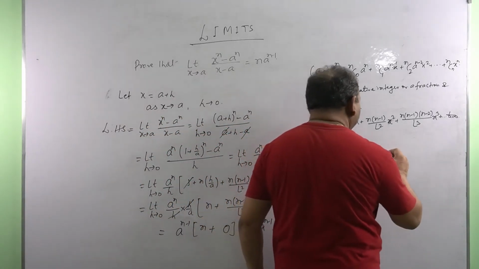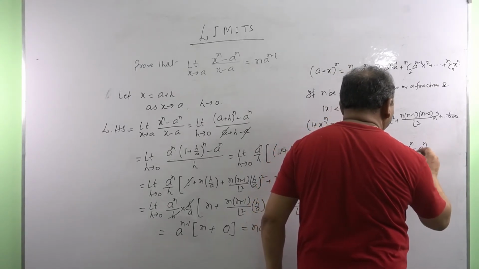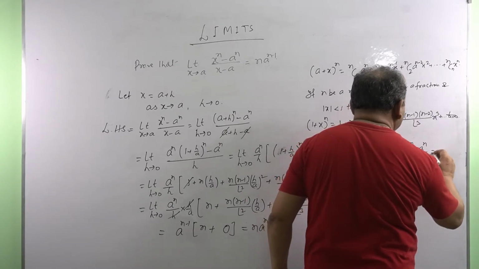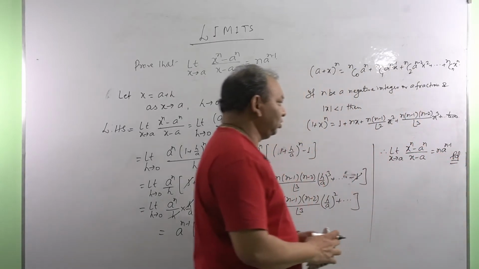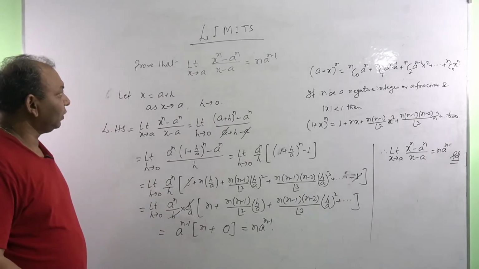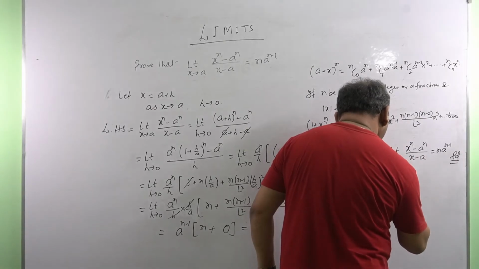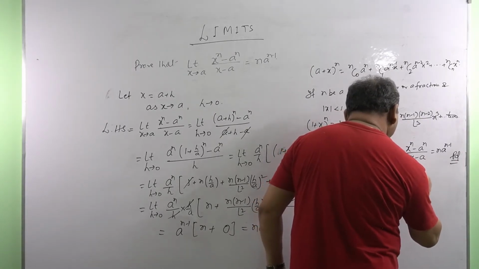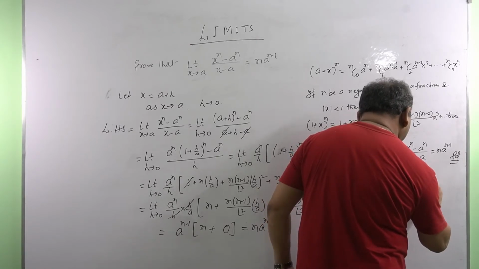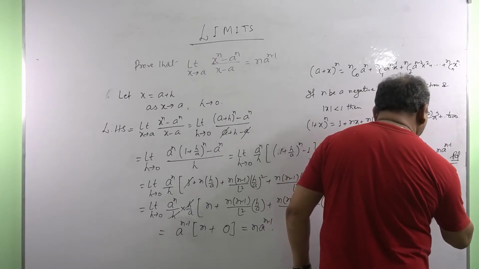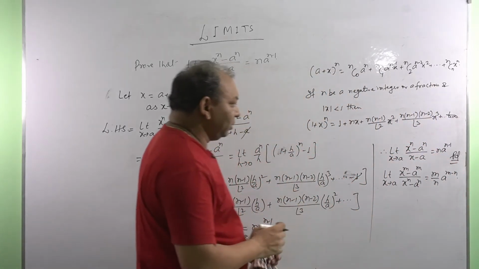So therefore limit x tends to a, (x to the power n minus a to the power n) divided by (x minus a) is equal to n a to the power n minus 1, proved. A very, very important and useful formula of limit. Similarly, we can write limit x tends to a, (x to the power m minus a to the power m) divided by (x to the power n minus a to the power n) is equal to m by n a to the power m minus n. This is also a useful formula.